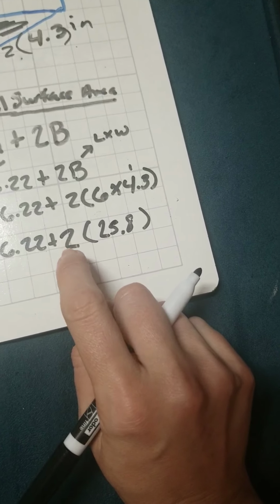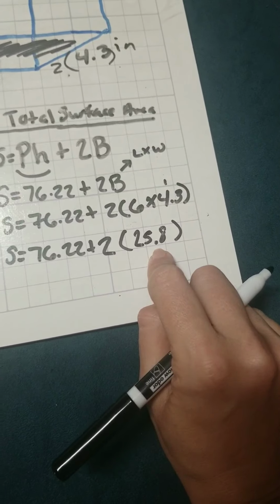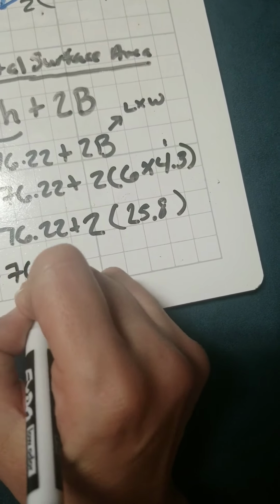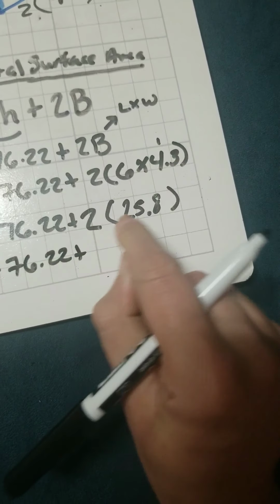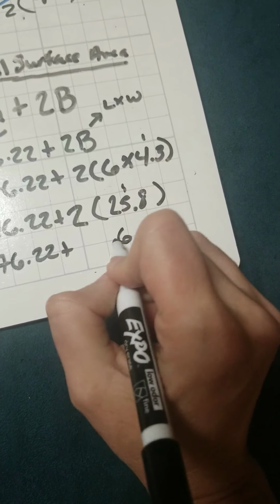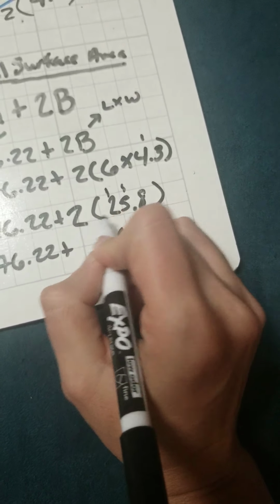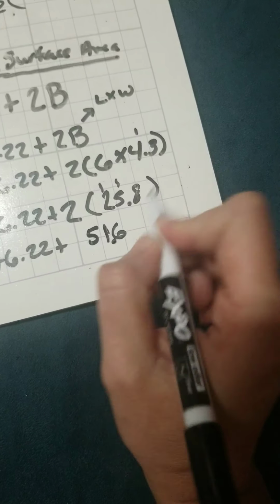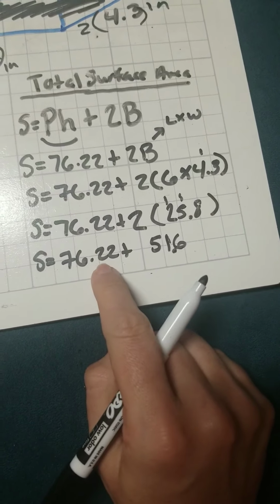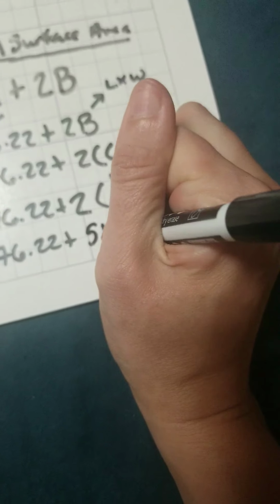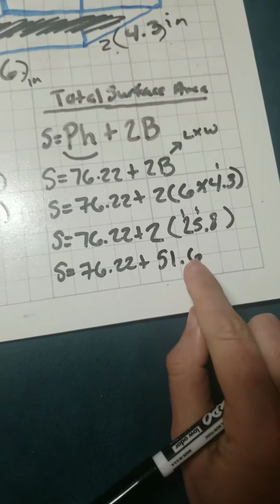Okay, so now I do 2 times 25.8. Everything else stays the same. So 2 times 8 is 16, carry a 1. 2 times 5 is 10, plus 1 is 11, carry a 1. 2 times 2 is 4, plus 1 is 5. And my answer has to have 1 decimal place. So I have 76.22 plus 51.6. So I'm going to add these two together.